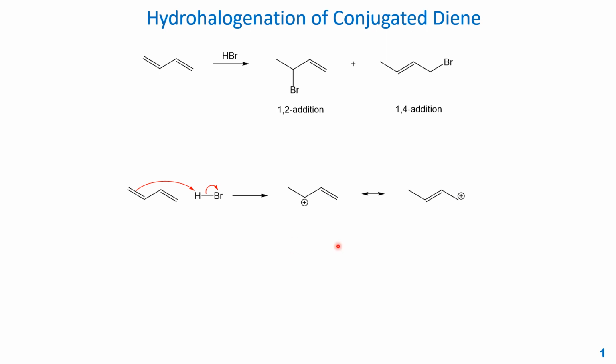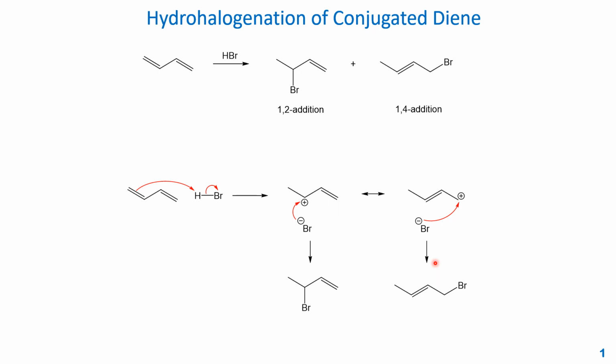Now, the bromide from the first step: if the bromide attacks this carbocation, it can give you the 1,2 addition product. And if this bromide attacks the other resonance structure, attacking this carbon, then you can form the 1,4 addition product, shown here.